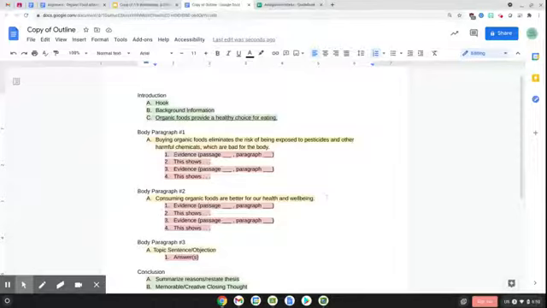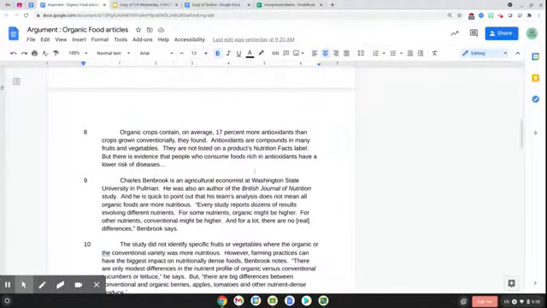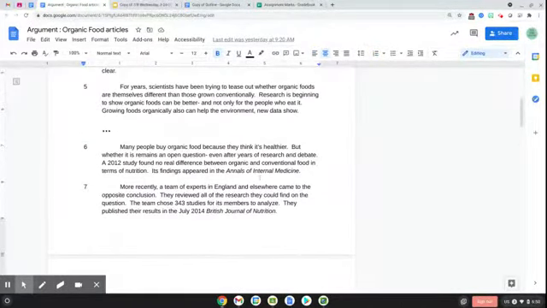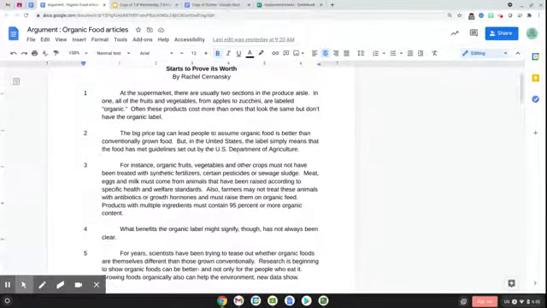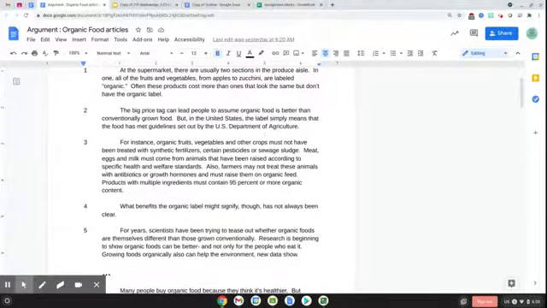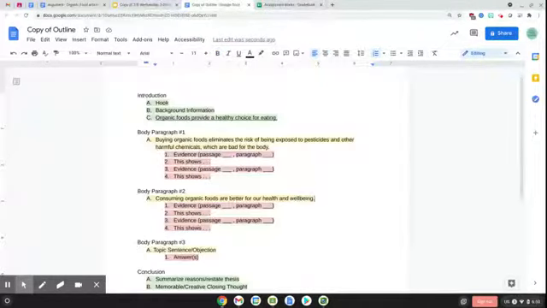And so in here, I'm going to use evidence from the passage that talks about those pesticides. I think they even mention sewage sludge, fertilizers, and things like that, and talk about how the USDA regulates that, and products have to be 95% or more organic to be labeled organic, and so forth. So there's lots of evidence that I can use for that one.